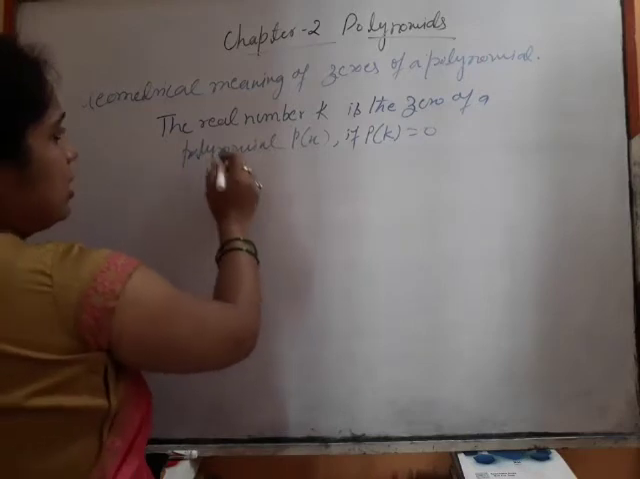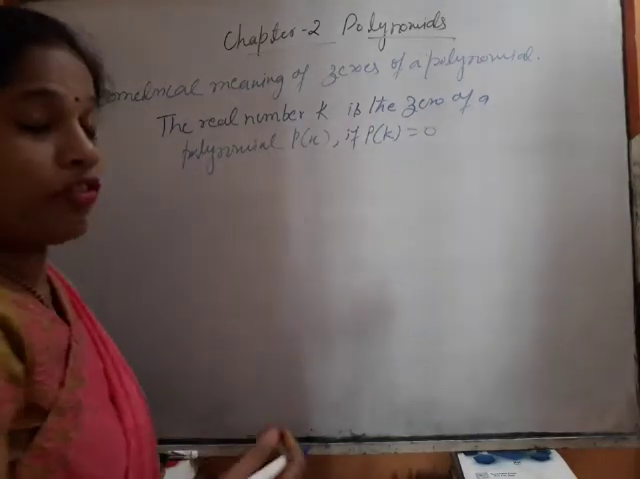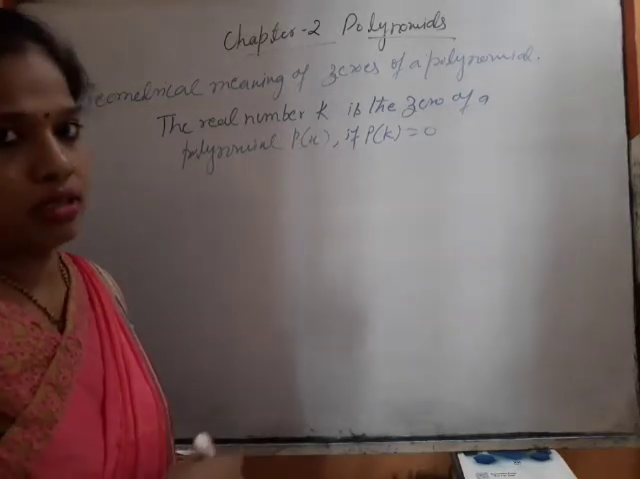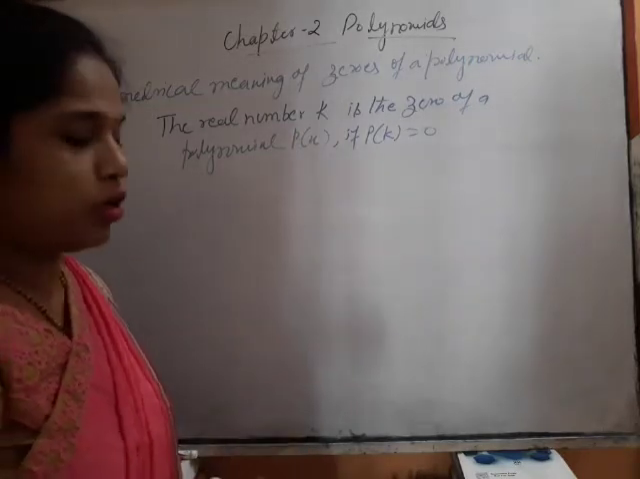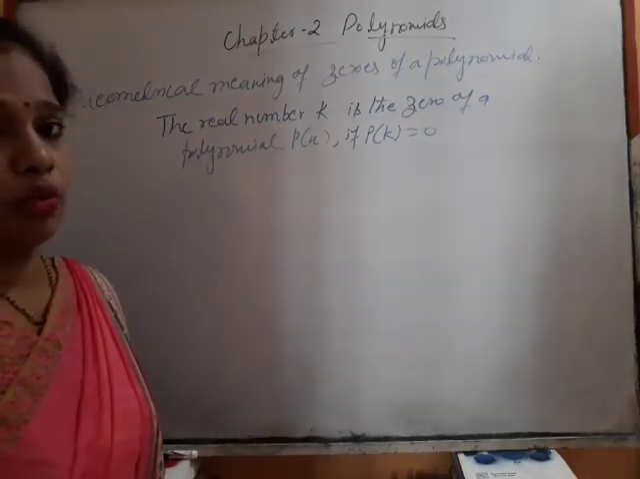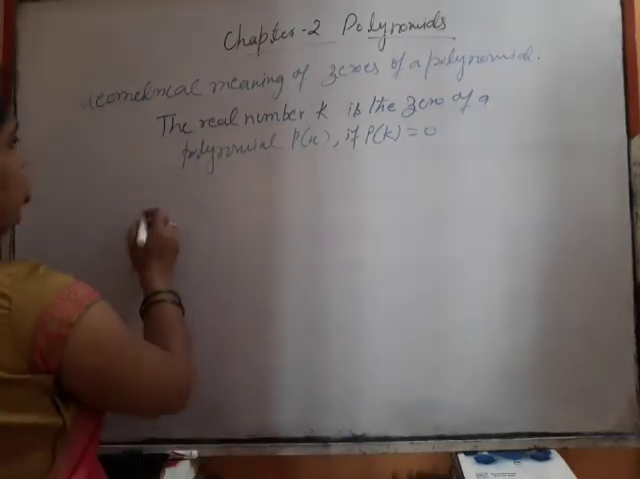So, about the zero of a polynomial, you know that the zeros are the values of the variable for which the polynomial is zero. Now the geometrical meaning of the zeros of the polynomial. In class 9 you have studied.